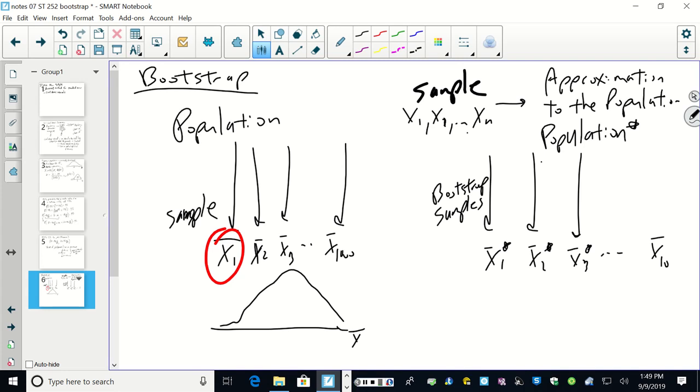X bar 1,000 stars. Right? And then we're going to look at the distribution of these X bar stars. And if we do this in a reusable way, this distribution of X bars from our approximation to the population should look like the distribution of X bars we would have seen had this actually been feasible. Right?